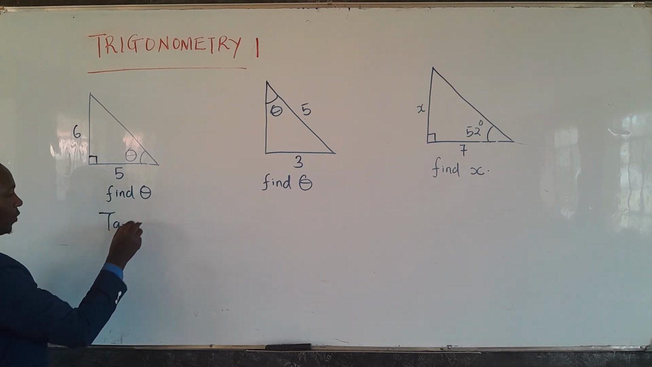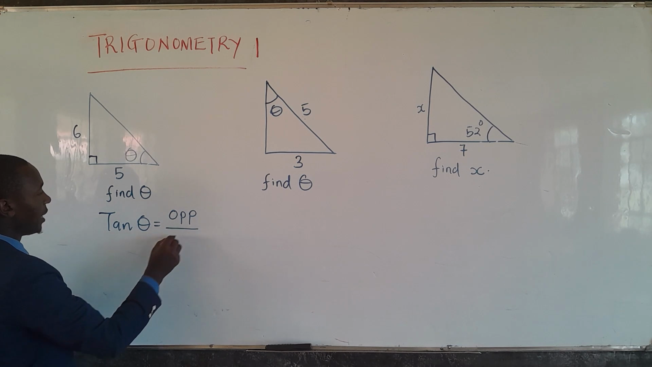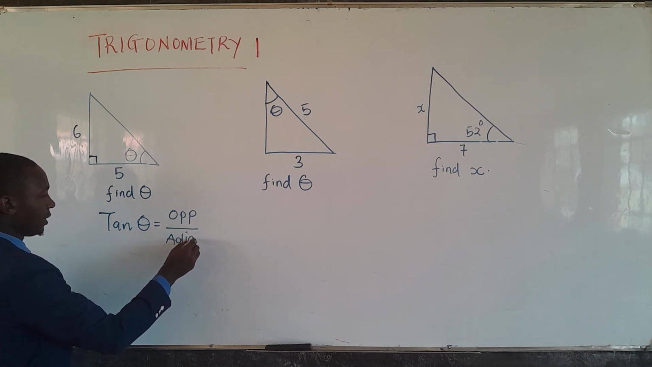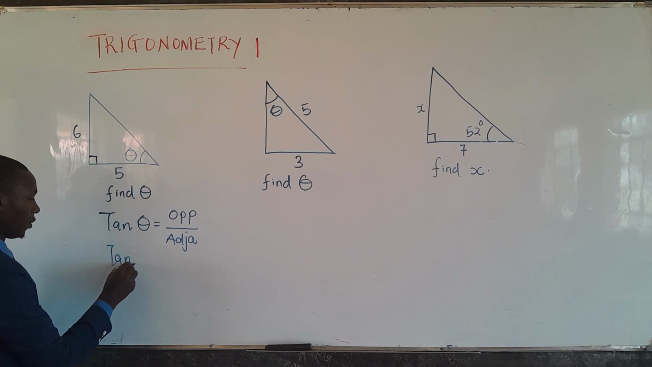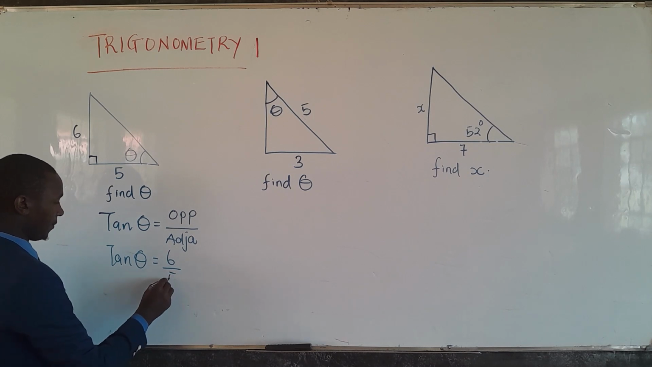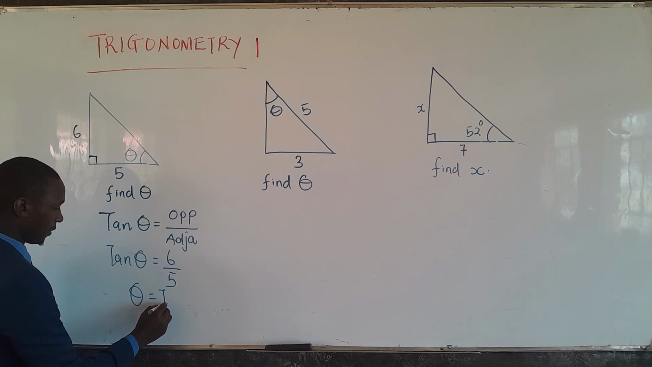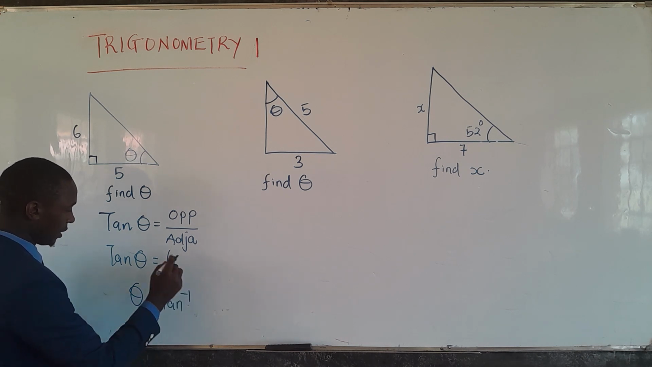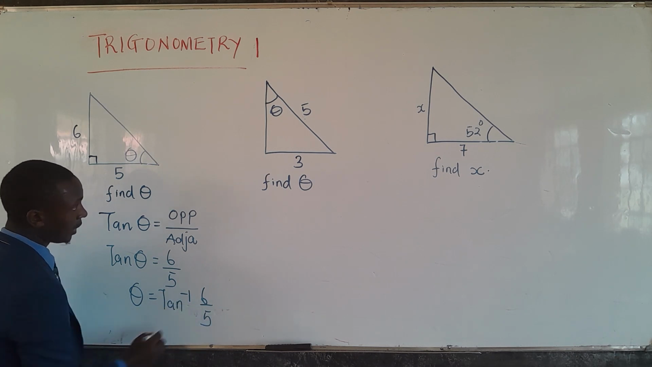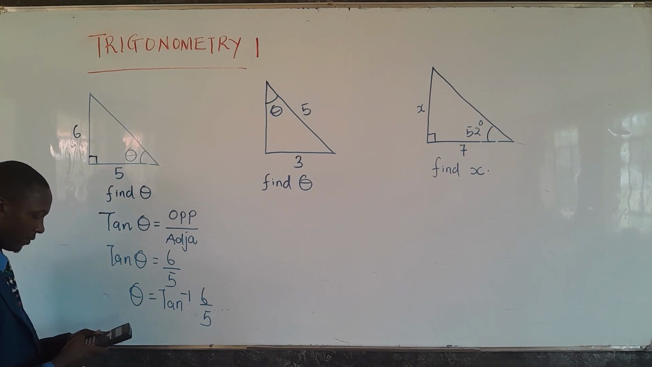So the tangent of theta should be equal to the opposite divided by the adjacent, and therefore the tan of theta should be equal to, the opposite is 6 divided by 5, and finally to get theta, we're going to take the arctan of 6 over 5. And if I do that using my calculator here, that is going to be 6 divided by 5, take the arctan of that.